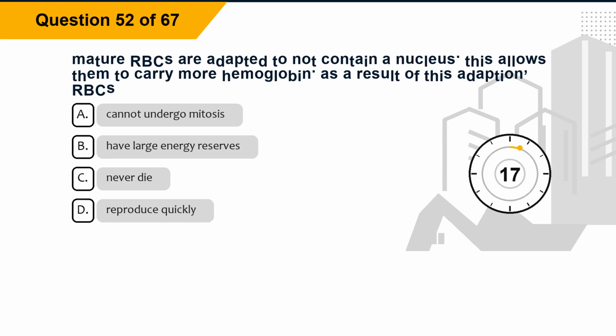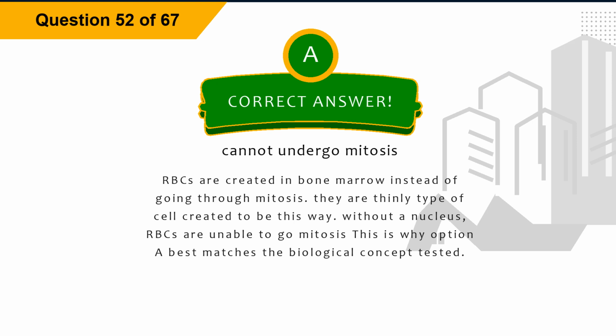Question 52. Mature RBCs are adapted to not contain a nucleus. This allows them to carry more hemoglobin. As a result of this adaptation, RBCs: Option A, cannot undergo mitosis. Option B, have large energy reserves. Option C, never die. Option D, reproduce quickly. The correct answer is option A, cannot undergo mitosis.